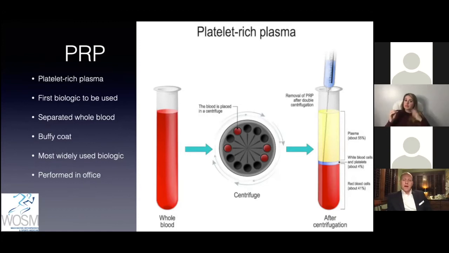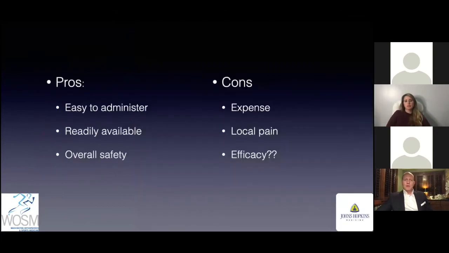And it's a commonly used biologic. It's the most commonly used biologic, and it's been around for a while, certainly at least 15 or 20 years, used relatively commonly in the orthopedic setting. So in regards to PRP, the benefits are that it's easy to administer. Again, it takes about a half an hour, and it's a blood draw in the office, and then a re-injection at the site of where the pathology or the pain is. It's readily available. It's easy to obtain. And it's overall thought to be very safe with very few side effects.